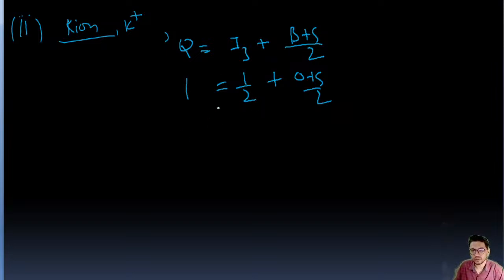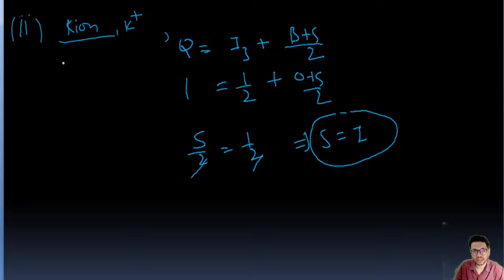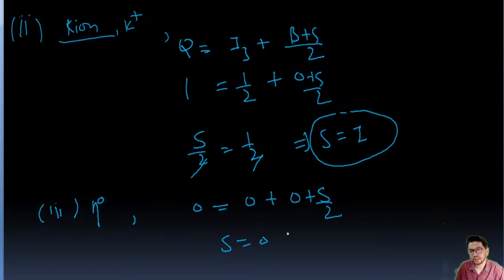So this will come here, and S by 2 is going to be 1 by 2. The 2 will get cancelled. It means S equals 1. So for the kaon, S is 1. It means it is a strange particle, whose strangeness is 1. Okay. Next, the third one is eta naught. You can find similarly that Q is 0 for eta naught, equal to I, which is 0 for it, plus B, it's not a baryon, 0, plus S by 2. For this, S is going to be 0, meaning for eta naught, S is 0.